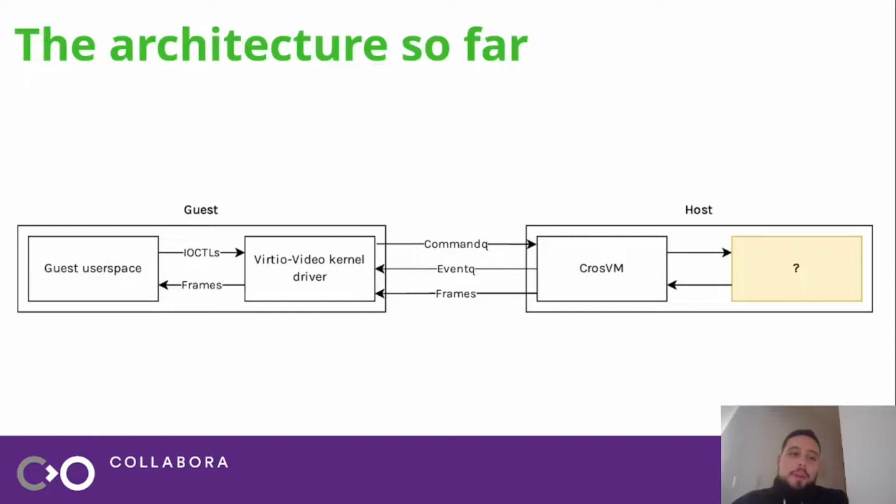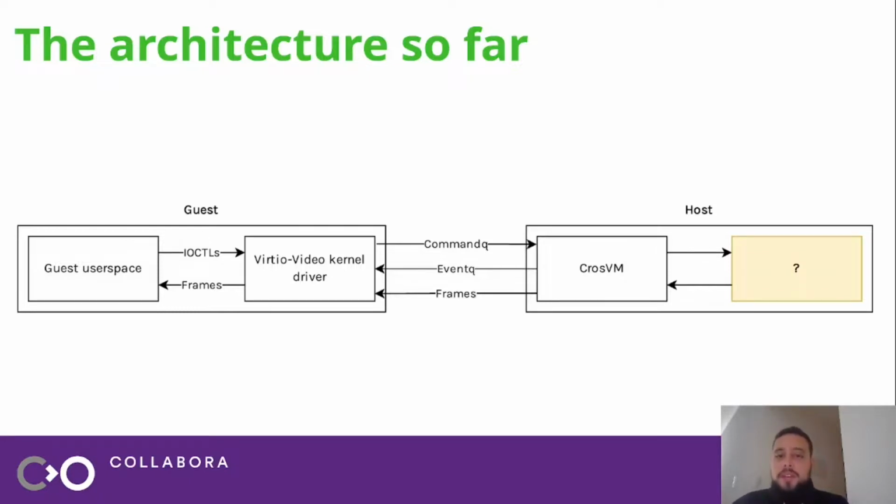So let's recap a little bit. Here's the structure so far. We have a guest user space client program, which is going to be issuing ioctls, completely unaware that it's being virtualized, and it's going to be issuing ioctls just as if it was talking to some regular device. But in this case, the device is going to be a Virtio video device. So the kernel driver, the guest implementation, will be translating these incoming ioctls into commands.